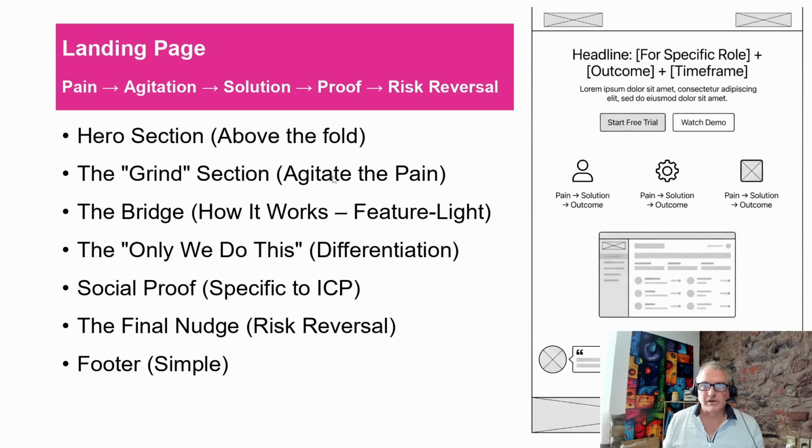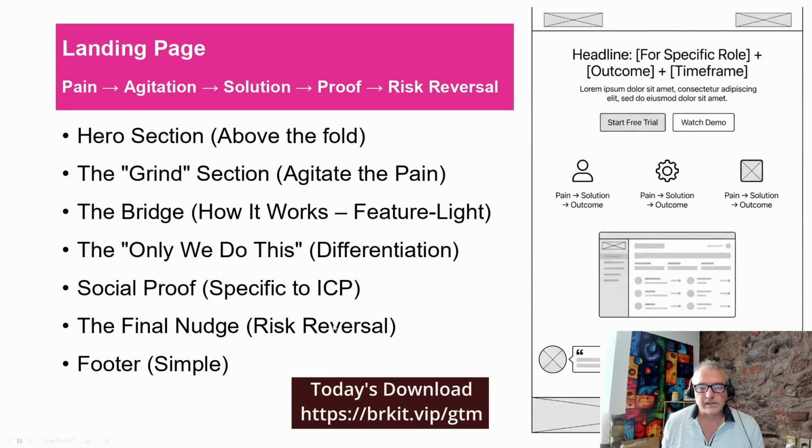And then we put in some differentiators that only we do this. We try to include some sort of social proof while being careful not to be liars about it. That social proof can be tough if it's a new product or a new business. You may have to be creative to figure out what to include there to give people confidence. And then the final nudge that we'll talk about is just kind of reversing the risk, or taking away the objections and making them understand that they can move forward and that there's no downside to moving forward. And then just a simple footer.